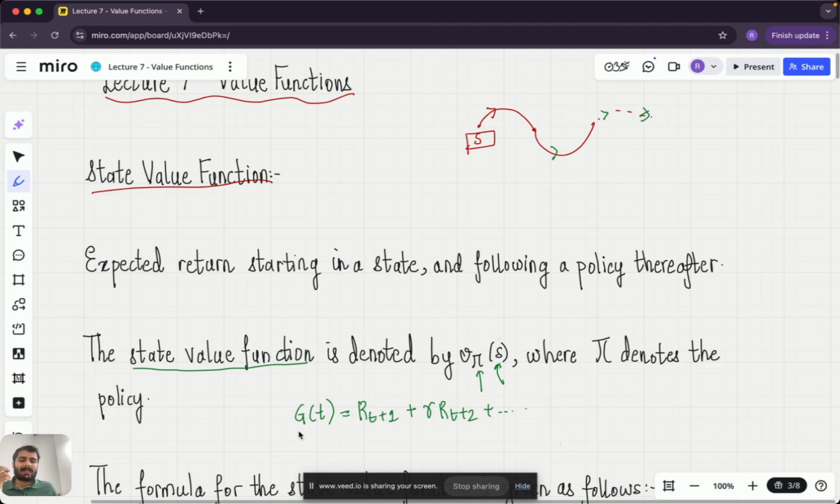So now this is the expected return, and what I'm trying to find is the expected value of this. So what I do is I simply put an E before, and then I say, what is the expected value of G of t, given my state is s.